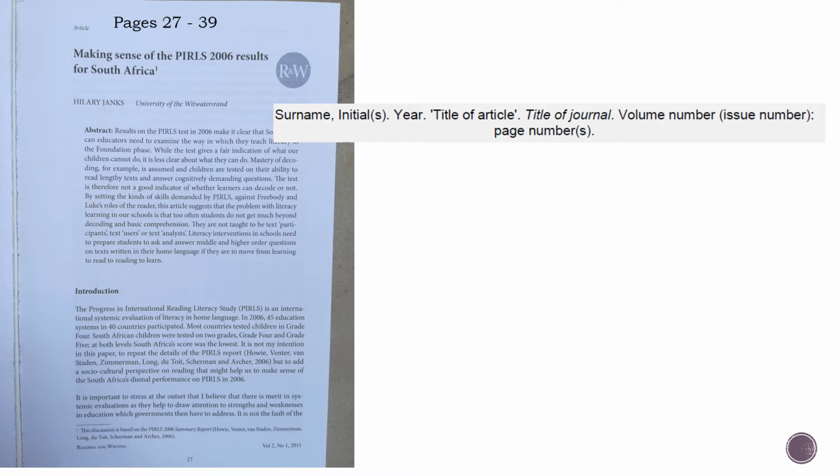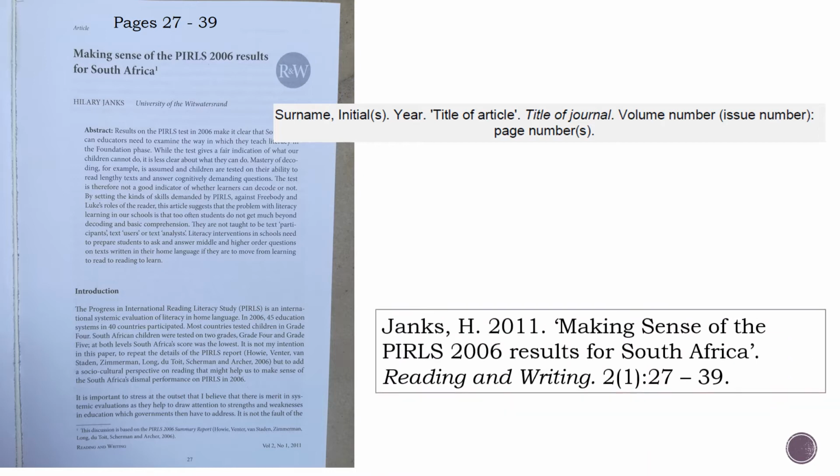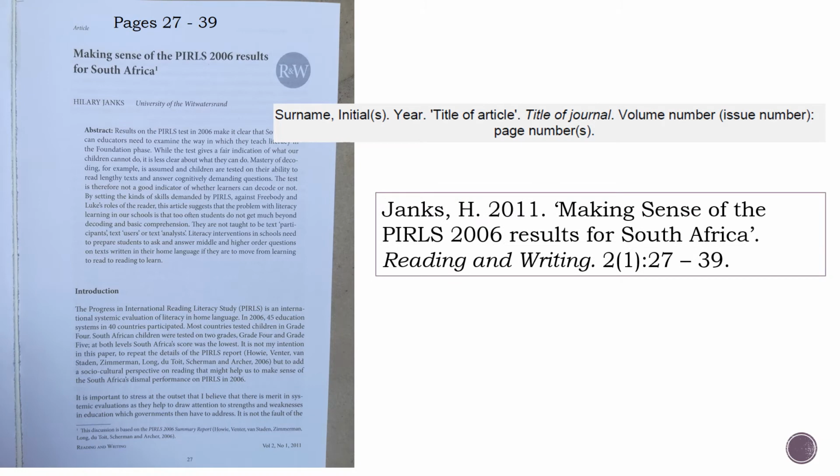How did you manage with that? Here is the full reference. Let's look at where we found this information. We start with the author, which is Janks, comma, H, full stop. Next is the year of publication, 2011. I've also circled the volume and issue numbers, but we'll come back to these a little later.